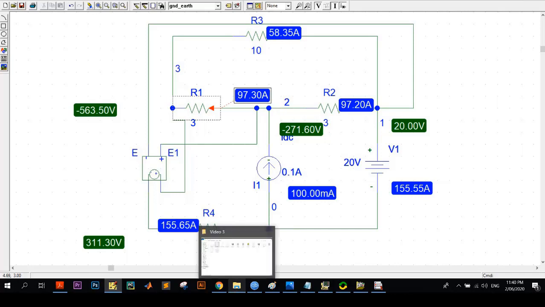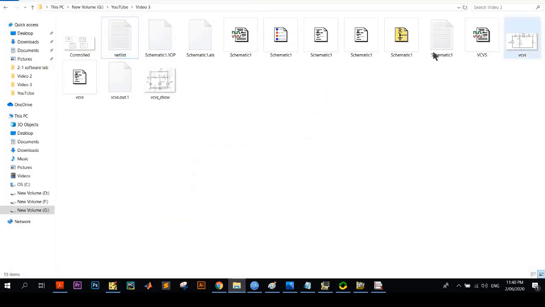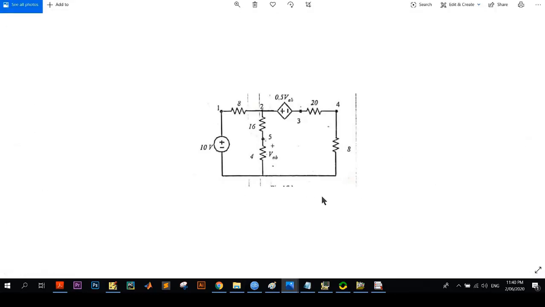So I have a homework for you guys, and this one is here. You can analyze the circuit. At first, write the netlist of the circuit. Here you have 6 nodes, 1, 2, 3, 4, 5, 6, including the ground node, and the voltage between 2 and 3 is controlled from the voltage between 5 and 0. So here this is the controlled source and this is the controlling part of this source. So try this at home.